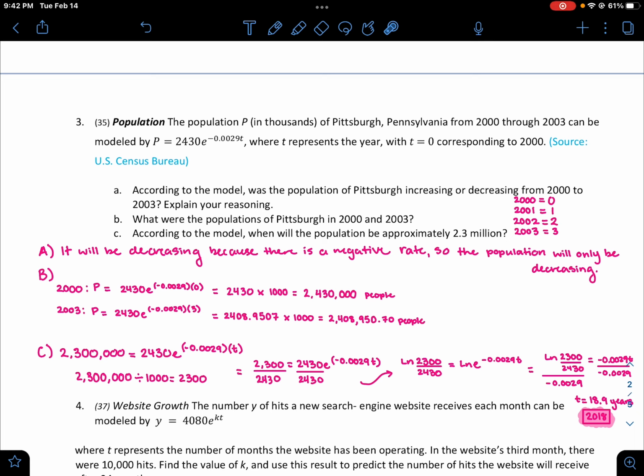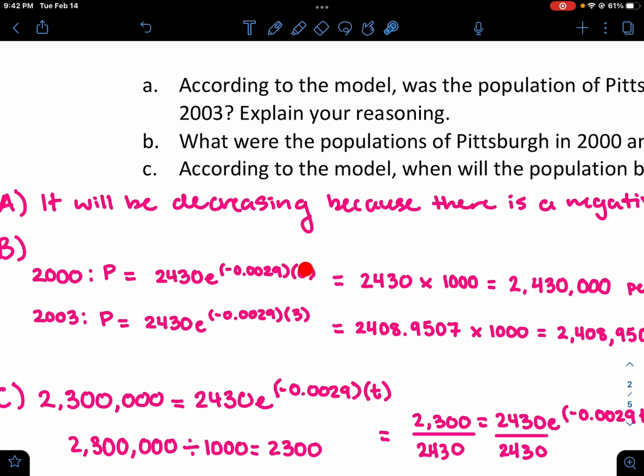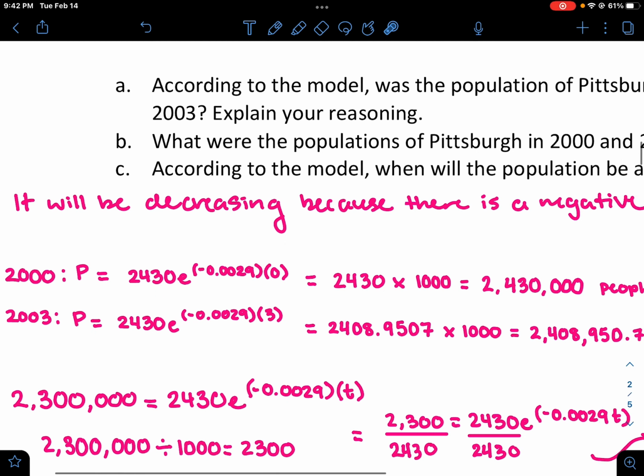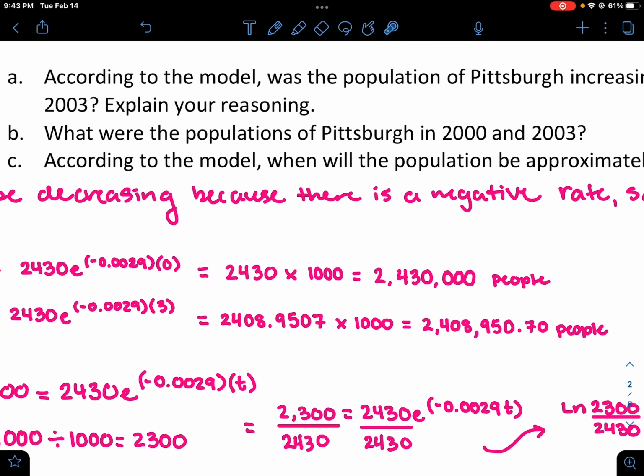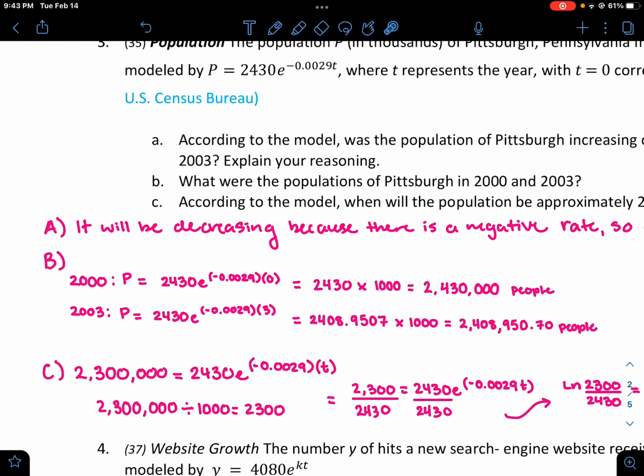And since the exponential decay is in the thousands, we'll be multiplying our answer by 1,000, which I did right here. Since 0 multiplied by this is just 0, and e to the 0 is 1, that'll be 2,430 times 1,000 equals 2.43 million people in 2000. So that will be the population in 2000 in Pittsburgh.